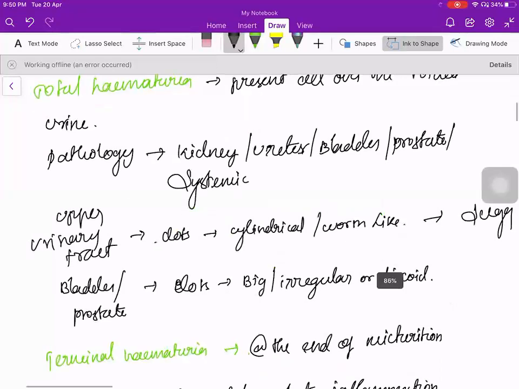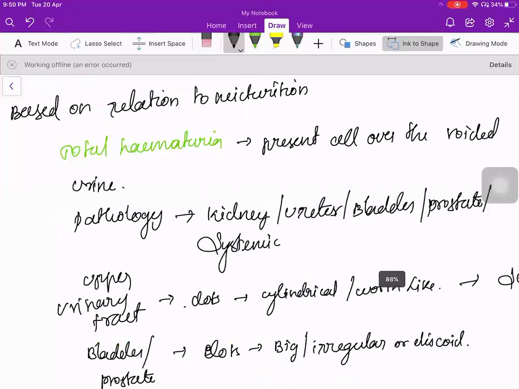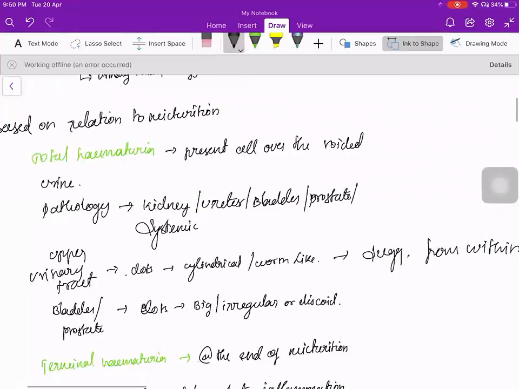One is total hematuria. Total hematuria means the patient will void, and the discoloration of urine will be present throughout the voiding. Usually the pathology will arise from the kidney, ureter, bladder or prostate. It can be from a systemic cause also.